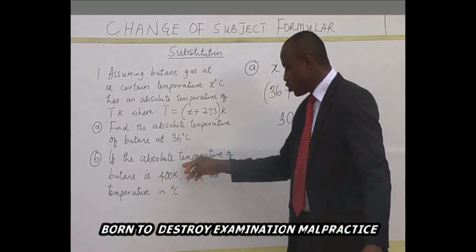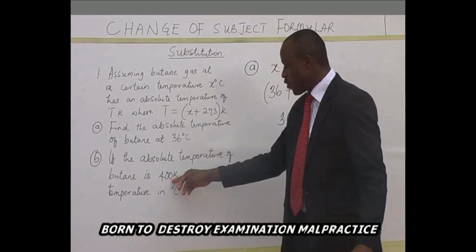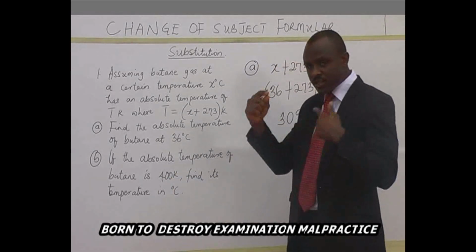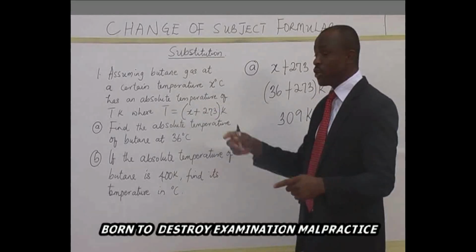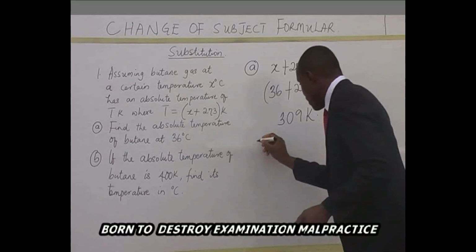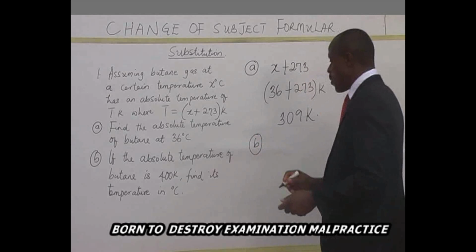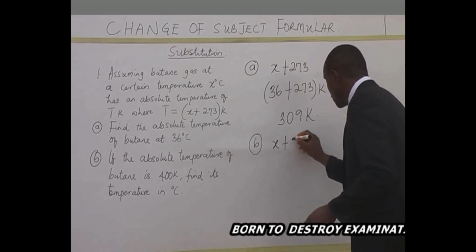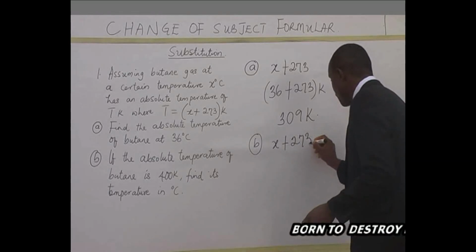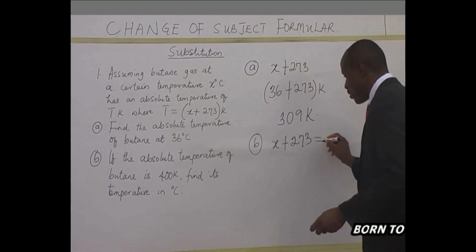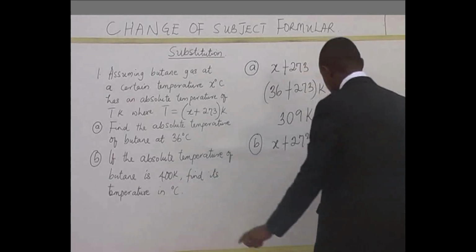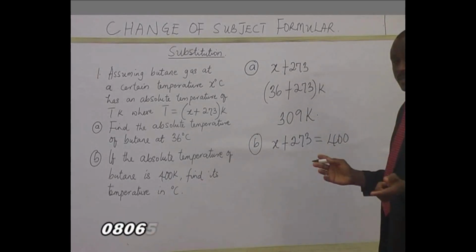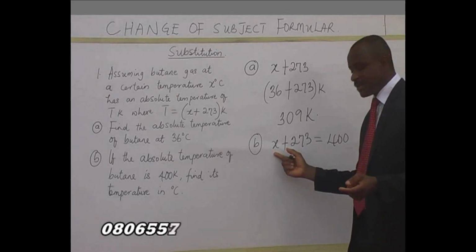Now question number B says this. If the absolute temperature of butane is 400 Kelvin, find its temperature in degrees centigrade. It's just the reverse of what we did in question number A. Question number B. What this means is that X plus 273 is now equal to the value that is given to us in Kelvin, 400. Now find the value of X.